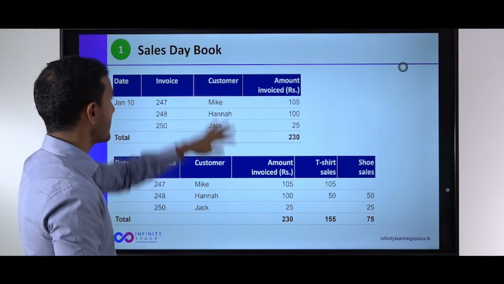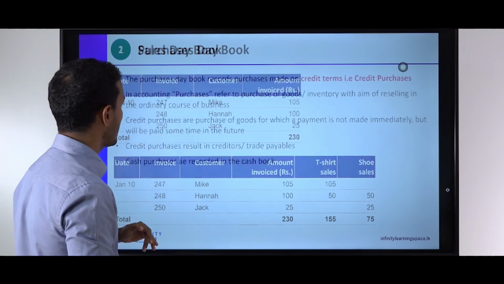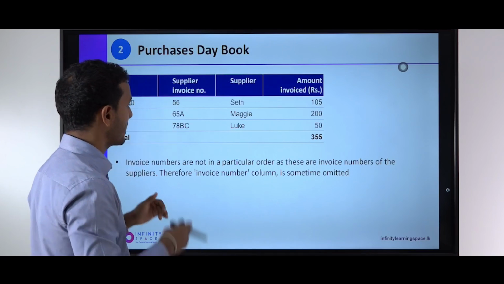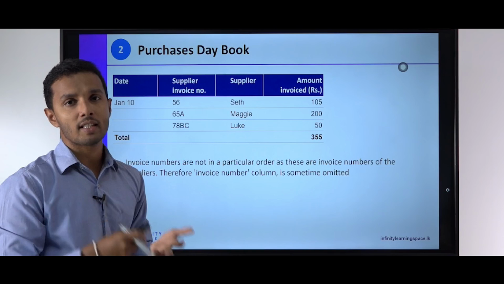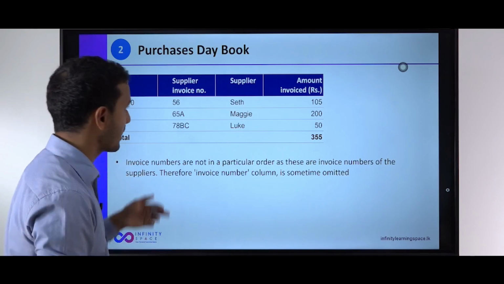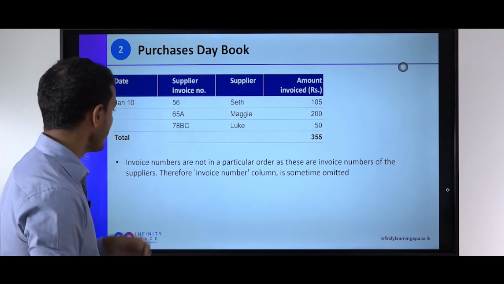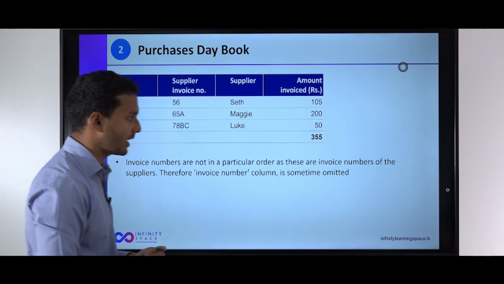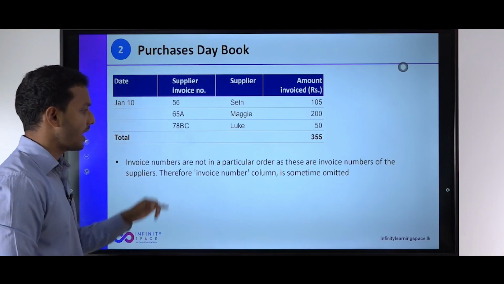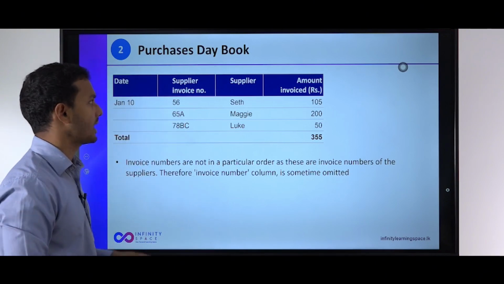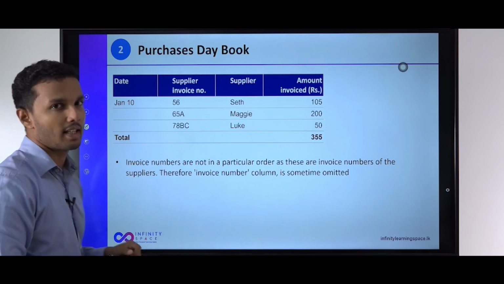Whereas in the sales day book, the invoice numbers have a particular order. Here there is no order because these are invoice numbers in the invoices received from different suppliers. So these are the suppliers, these are the amounts that we have to pay them. Invoice numbers are not in a particular order as these are invoice numbers of the suppliers. Therefore, the invoice number column is sometimes omitted. So sometimes even the supplier invoice number is removed from this purchase day book.